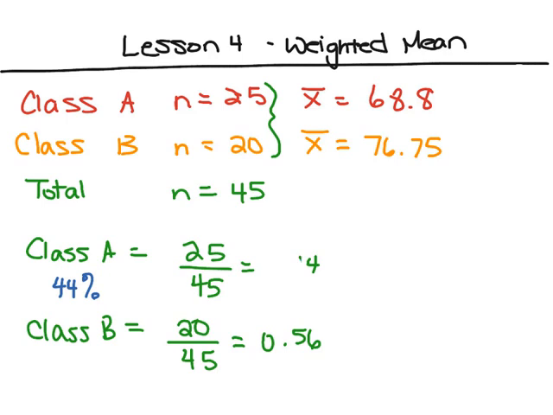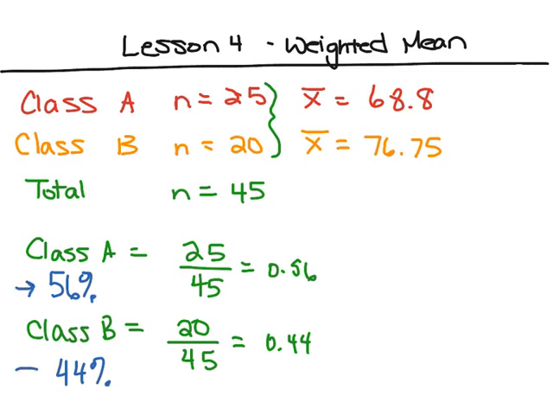I put that backwards. 44% of her students are in Class B, and 56% of her students are in Class A. Make sure that this number adds to be 100. You have to have 100% of the students.